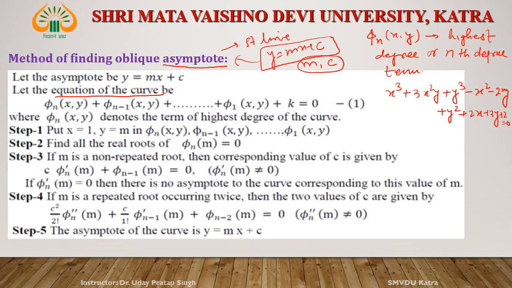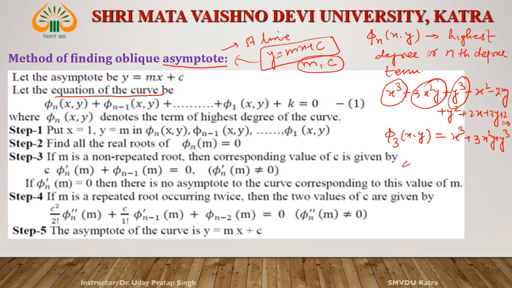Suppose this is any curve. I have written a general equation. Then what is phi n? What is the highest degree term? Highest degree is 3, right? Then n is equal to 3. Phi 3 of x,y means all the third degree terms. This one and this one, these three are the third degree terms. That is, phi 3 of x,y is x cube plus 3x square y plus y to the power 3, right?